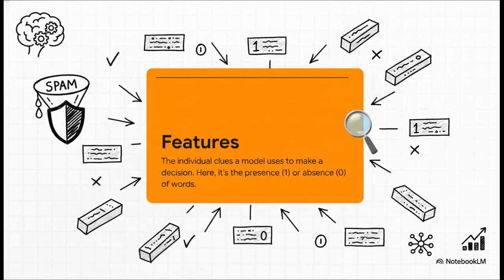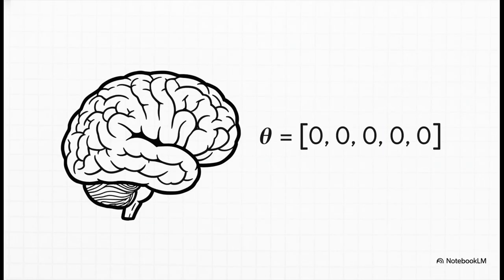These words, and, vaccine, the, and so on, we call these features. The best way to think of them is as individual clues. The presence or absence of each word is like a little signal, and our model's entire job is to figure out which of these signals are actually important for spotting spam. So right now, our model is a total blank slate. Seriously, it has no opinions, no knowledge, nothing. All of its internal settings, which we call parameters, or theta, are all just set to 0. It's basically an empty brain, totally ready to learn.